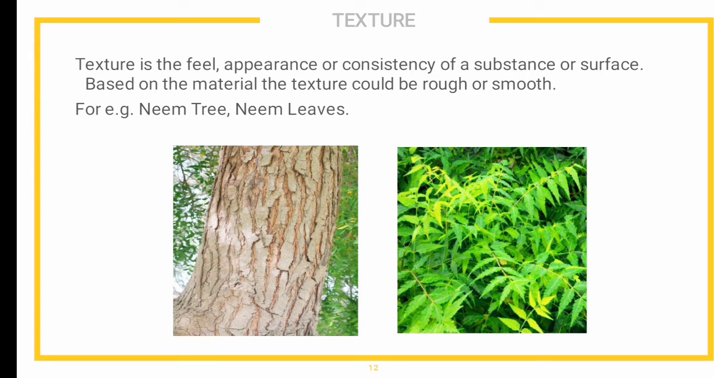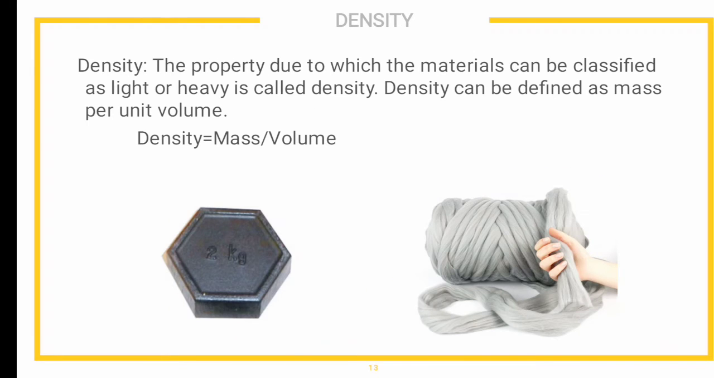Okay, so the bark is very rough and the tree leaves are very smooth. So that is texture. Next up we have density. Density is a bit different than the actual weight. The property due to which the materials can be classified as light or heavy is called density.